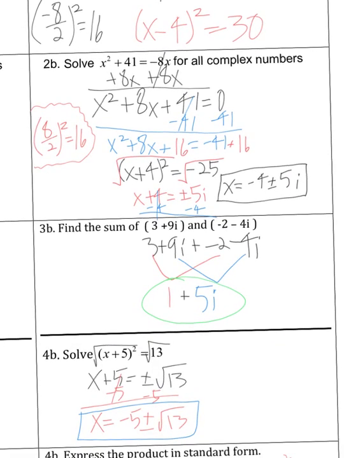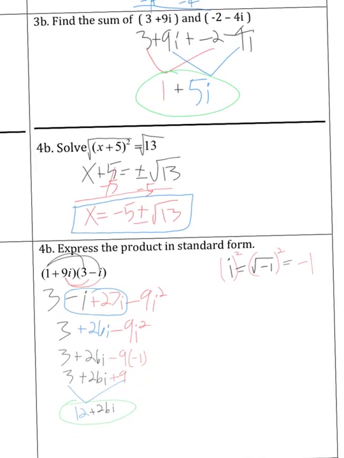3b. Find the sum. So I just wrote it, and I put a plus sign in the middle. That's all I had to do. Add like terms. 3 plus negative 2 is 1. 9i plus negative 4i is 5i. That's it. That's the answer in standard form.